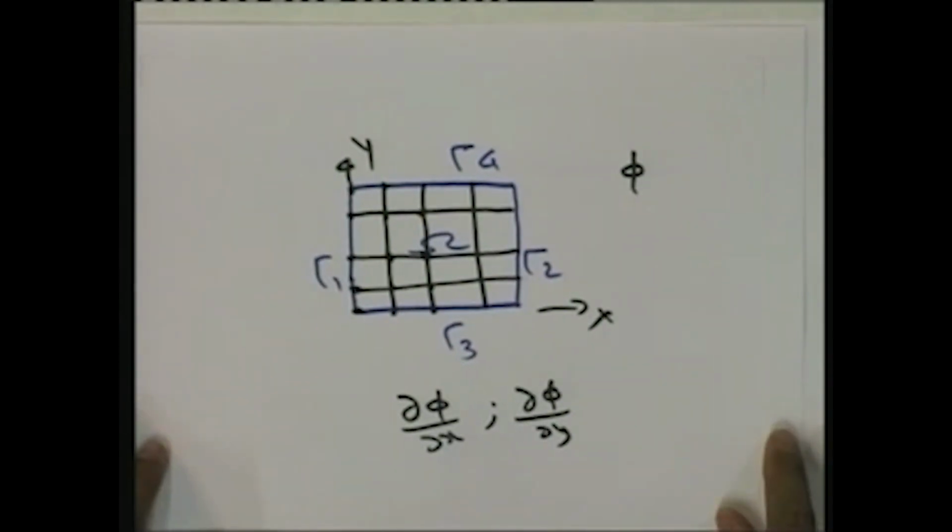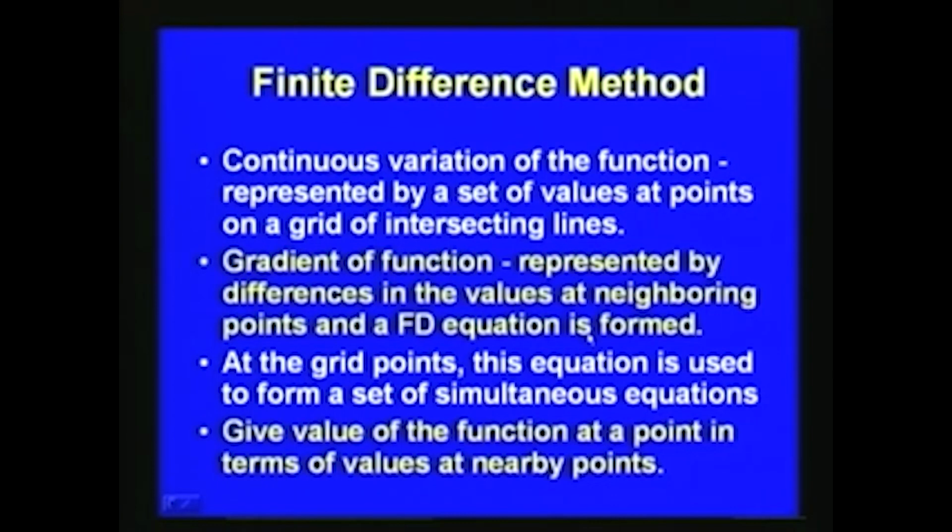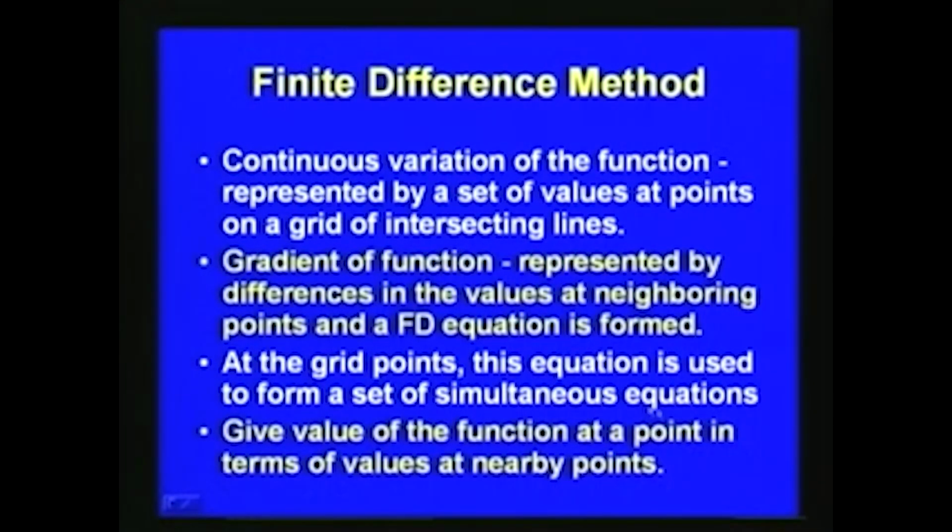After writing the equations at each grid point, we are finally representing the partial differential equation, in this case the Navier-Stokes equation and the continuity equation, in terms of a difference equation. We form the difference equation, and at the grid points this equation is used to form a set of simultaneous equations.